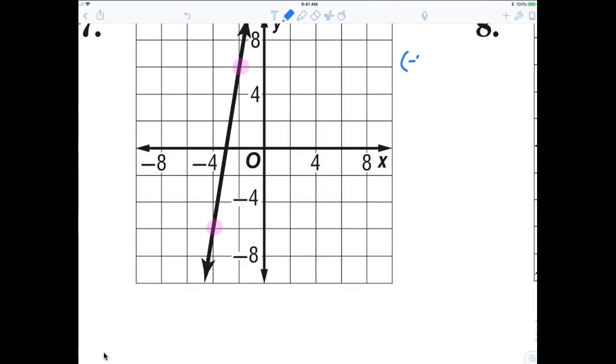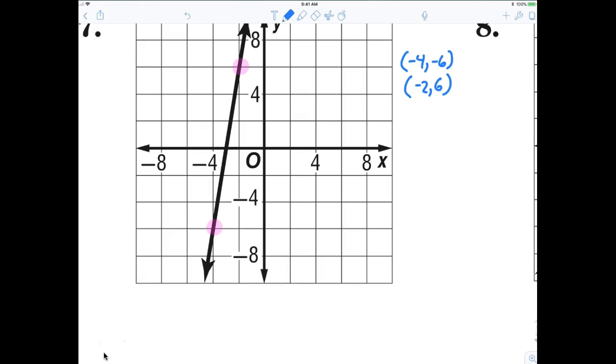The first point was -4, -6, and the second point was -2 and what? 6, sorry. 6, for those of you who are blind. -2 and 6.